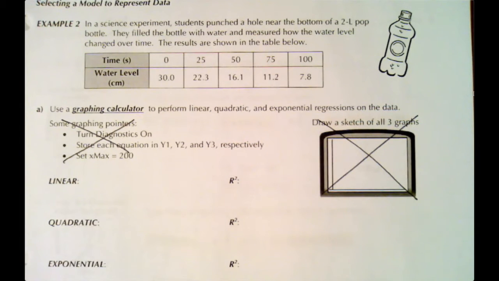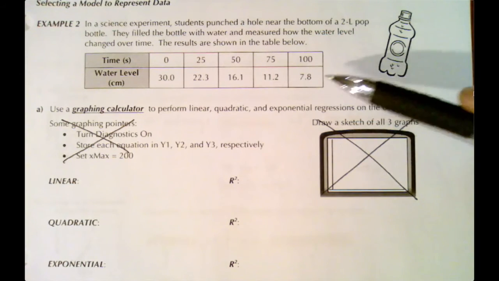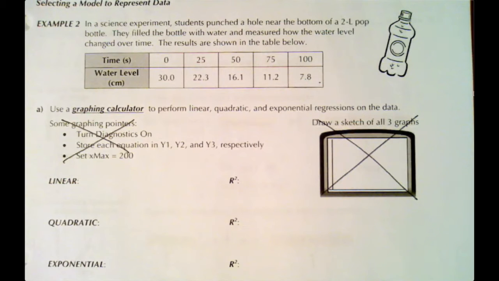And our example is, in a science experiment, students punched a hole near the bottom of a 2-liter pop bottle. They filled the bottle with water and measured how the water level changed over time. Results are shown in the table below, so time in seconds and where the water level is in the water bottle. So let's get Desmos up and running, and we'll look to decide what model is best.